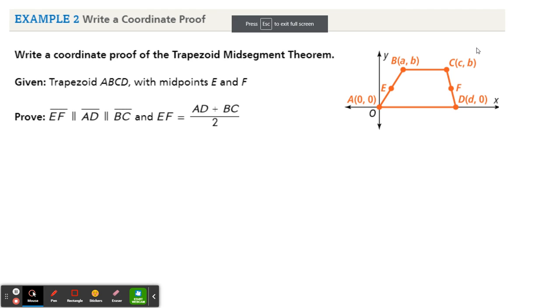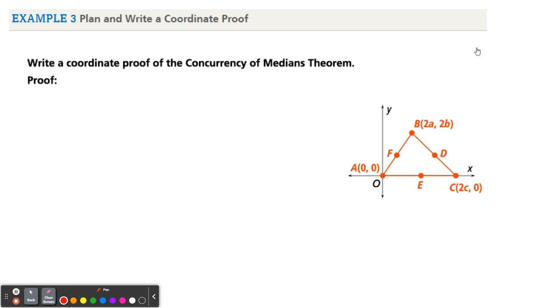All right, geometry video 2 for our 9-2 notes on coordinate proofs. And again, buckle up because we're about to do a 3-slide coordinate proof here on the concurrency of the medians theorem.